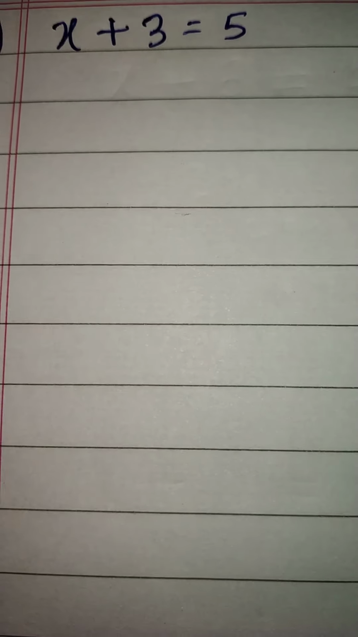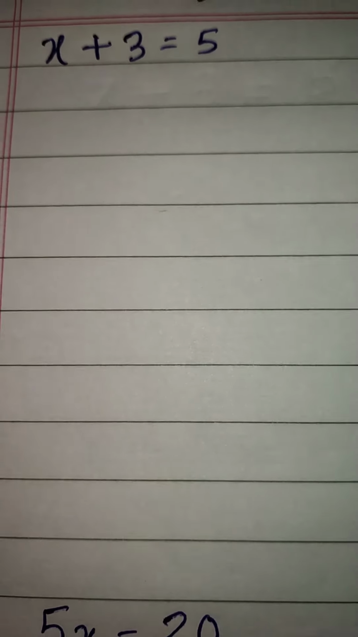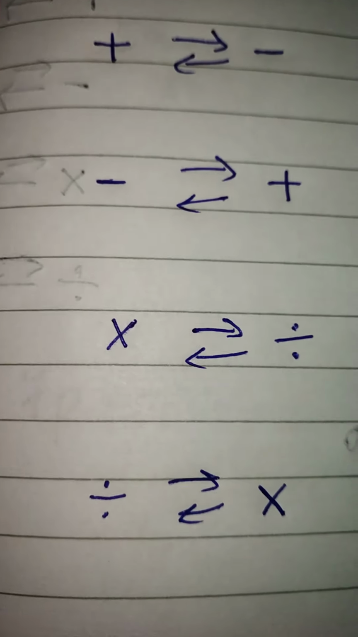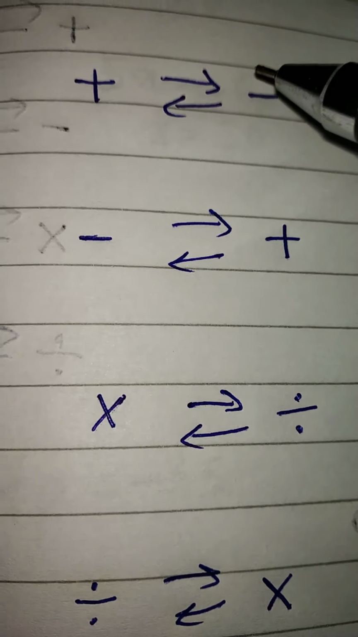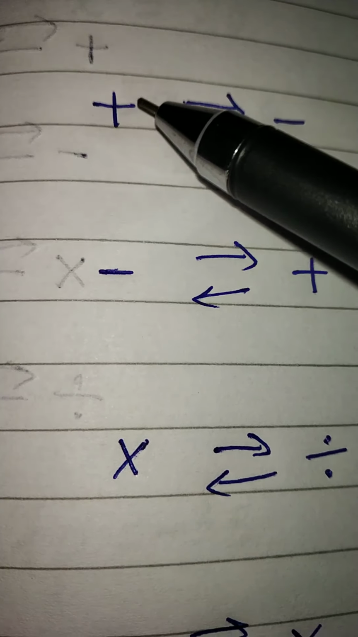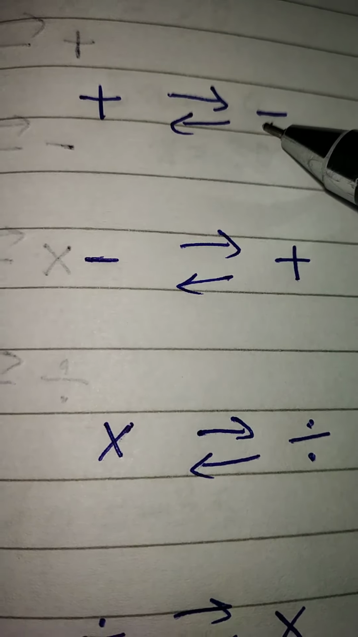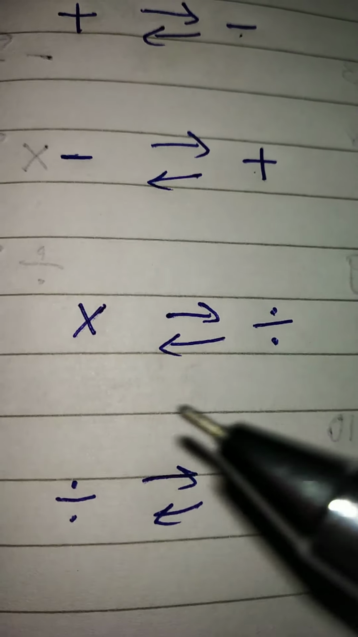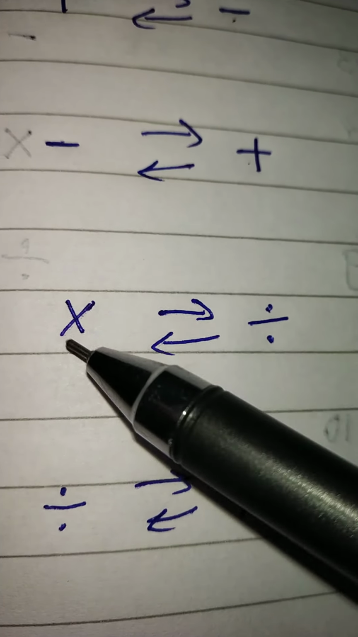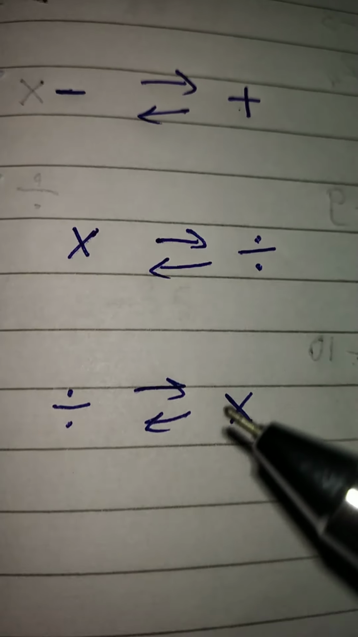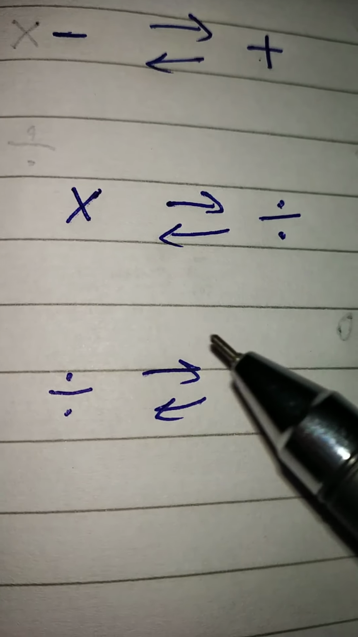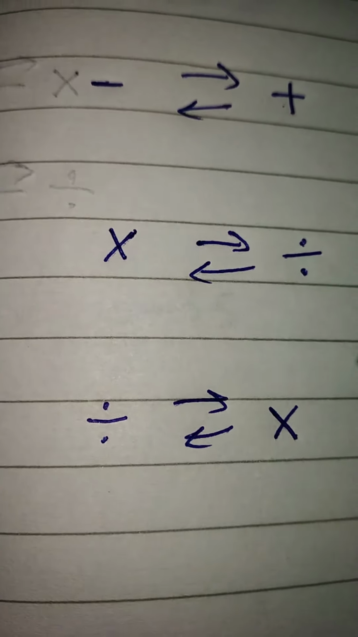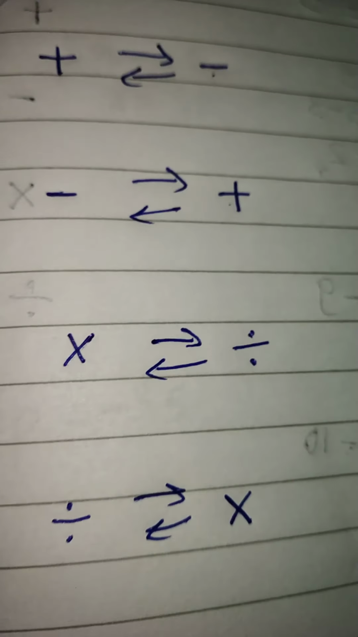So before solving the equation one by one, let us learn some rules first. So here we have 4 rules. The first rule says plus will change into minus. Second rule says minus will change into plus. Third rule says multiplication will change into division, and the fourth rule is division will change into multiplication. So I'll explain what it means.